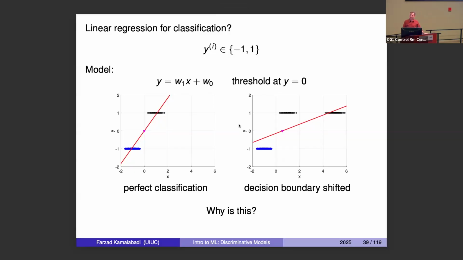Okay, the next thing that I want to touch upon is using linear regression for classification. Is linear regression a good algorithm for classification? Intuitively, what would you say?